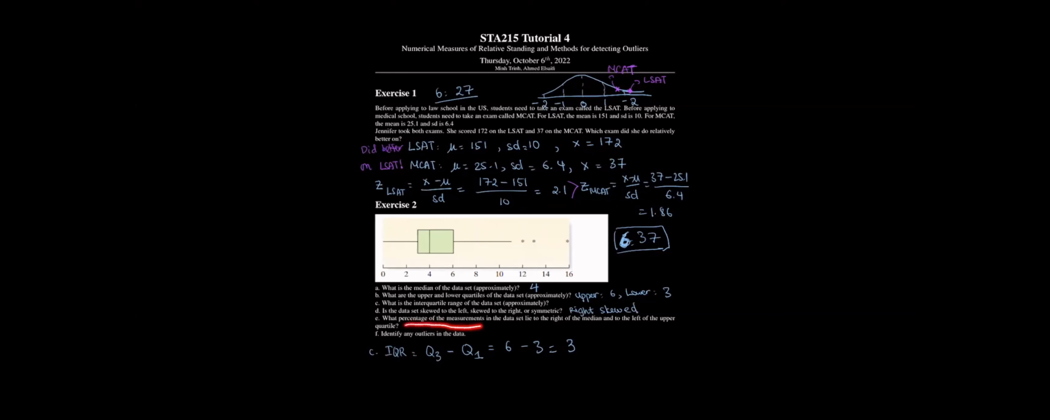What percentage of measurements lie to the right of the median and to the left of the upper quartile? Which means what percentage of data is to the right of the median, which is this part, and to the left of the upper quartile, which is this part. When they intersect, it's just the box here, 25%. How do you know that? Median is 50, upper quartile is 75.